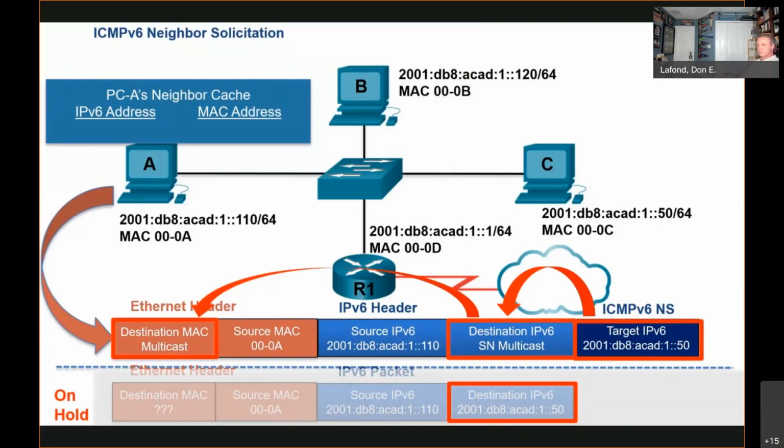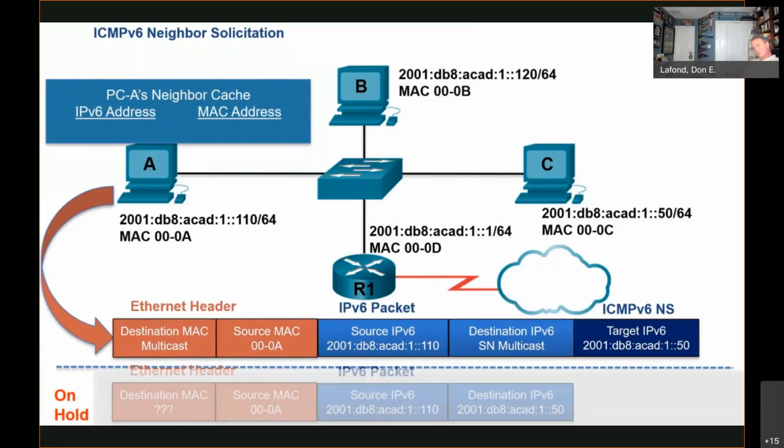Since ARP uses an Ethernet broadcast address, all devices on the local network must at least partially process an ARP request. The ICMPv6 neighbor solicitation message is forwarded by host A and received by the switch. The switch will flood the Ethernet multicast frame out all ports except the incoming port. Host B receives the Ethernet frame.